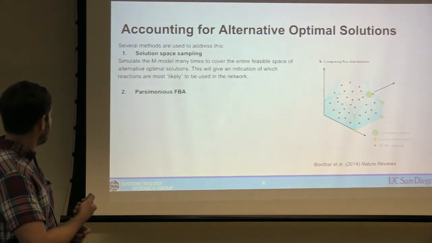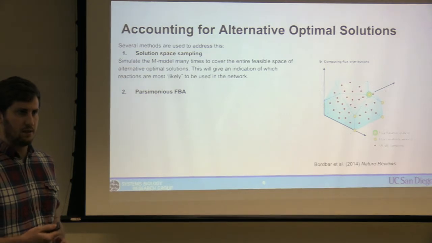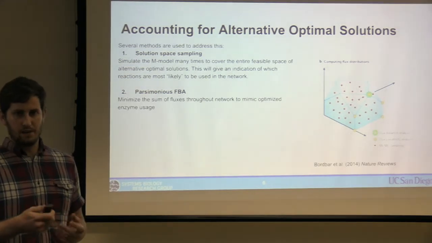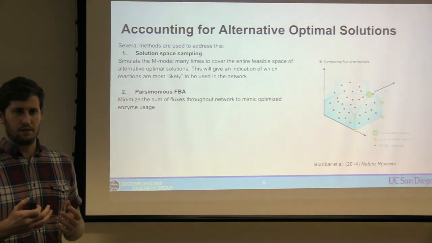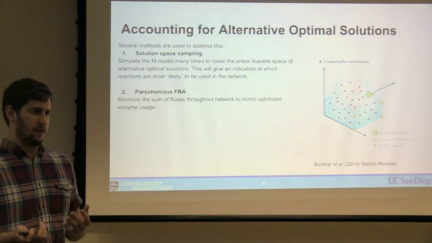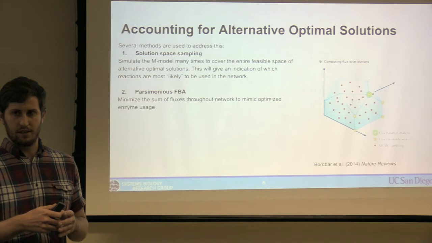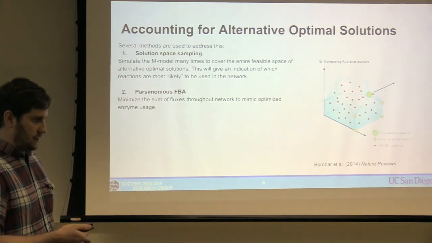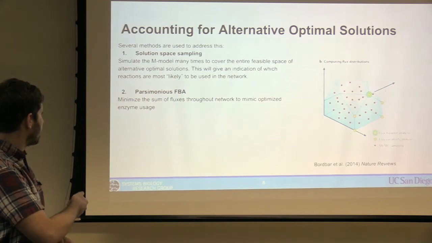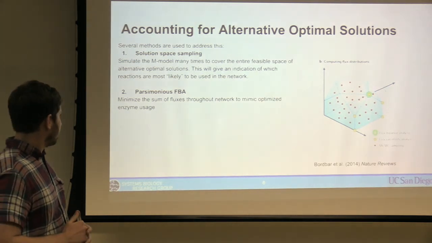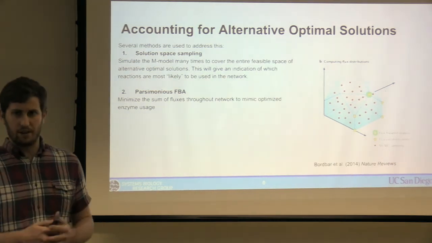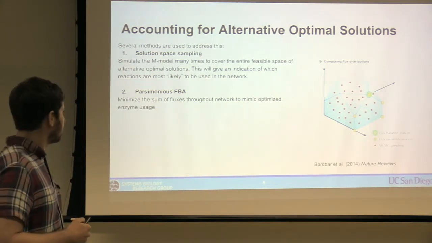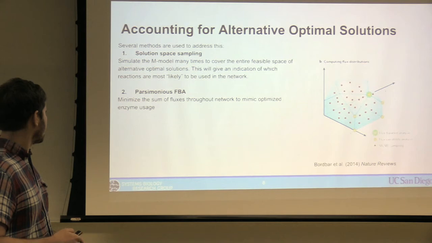The second of these is called parsimonious FBA, and the way this method works is basically you optimize the model under a certain set of conditions, and then you run a second optimization to try to minimize the sum of all the fluxes throughout the network. The reason this method was developed is we wanted to try to mimic the cell's drive to optimize its enzymatic processes, or optimize the use of those processes.